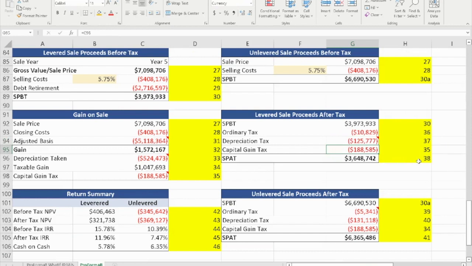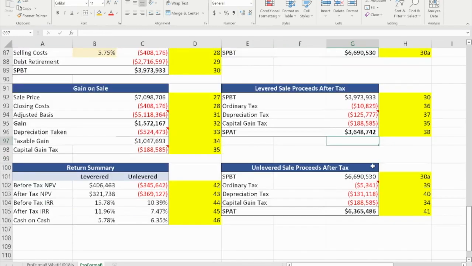So altogether, you're going to have $125,000 in depreciation tax. The capital gains tax is already calculated down here, so you're going to reference the capital gains tax here. It's going to be $188,000. Altogether, the levered sales proceeds after tax total is going to be the sum of the sales proceeds before tax, the ordinary tax, the depreciation tax, and the capital gains tax, which should give you $3.6 million.